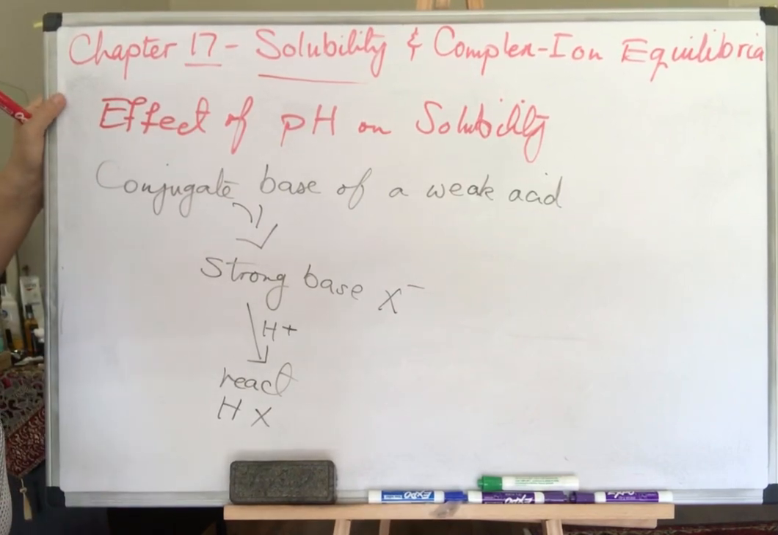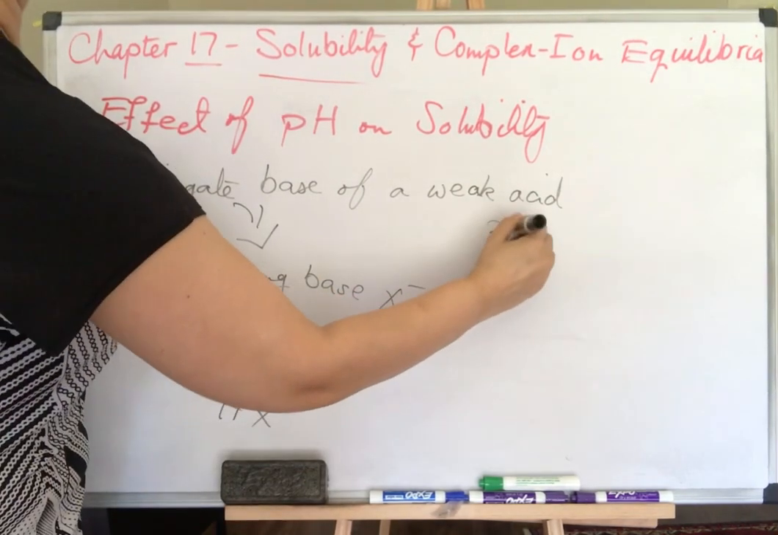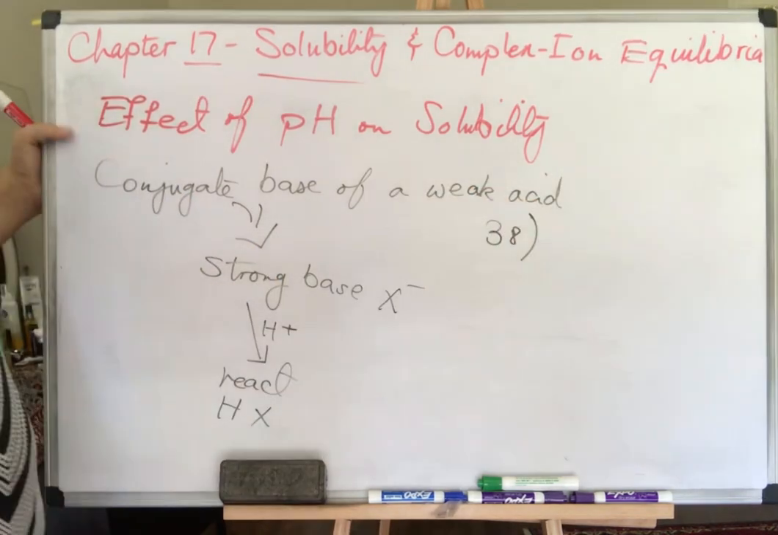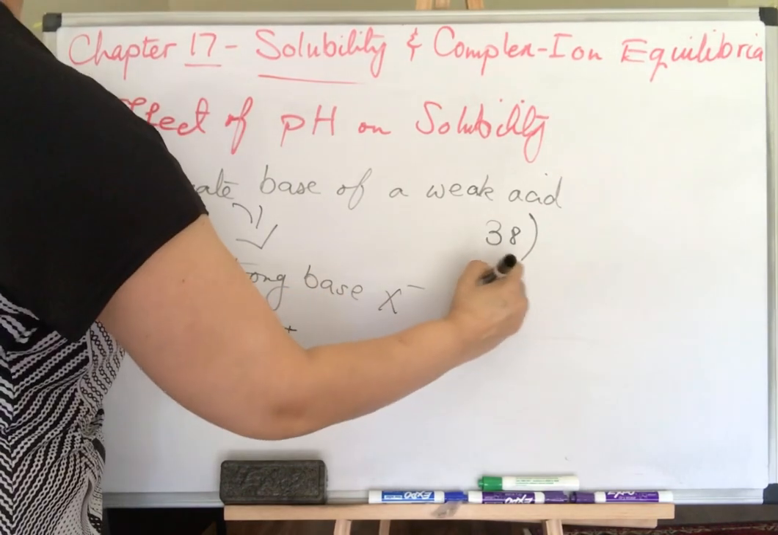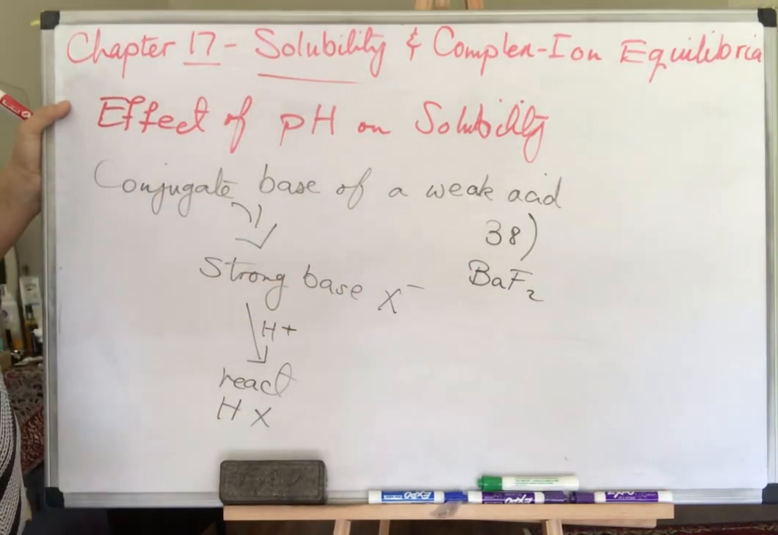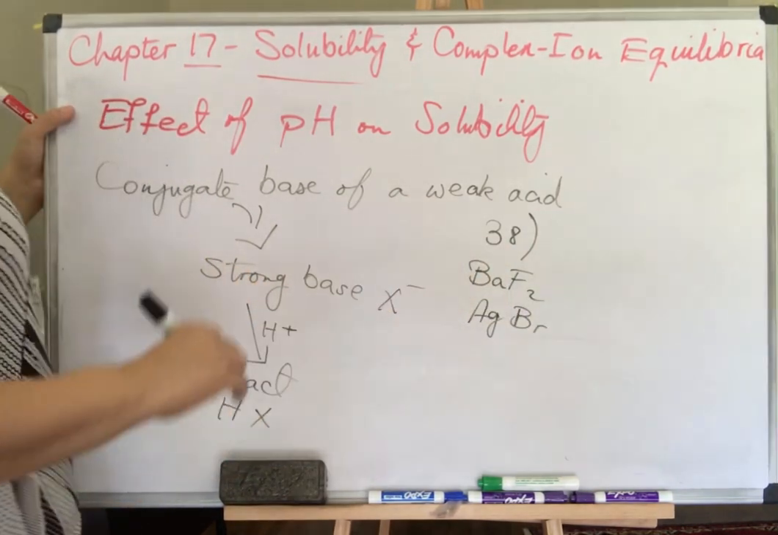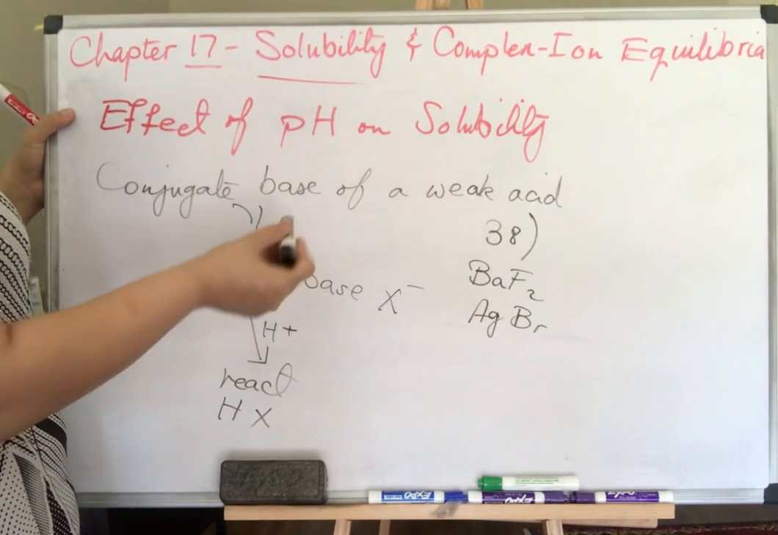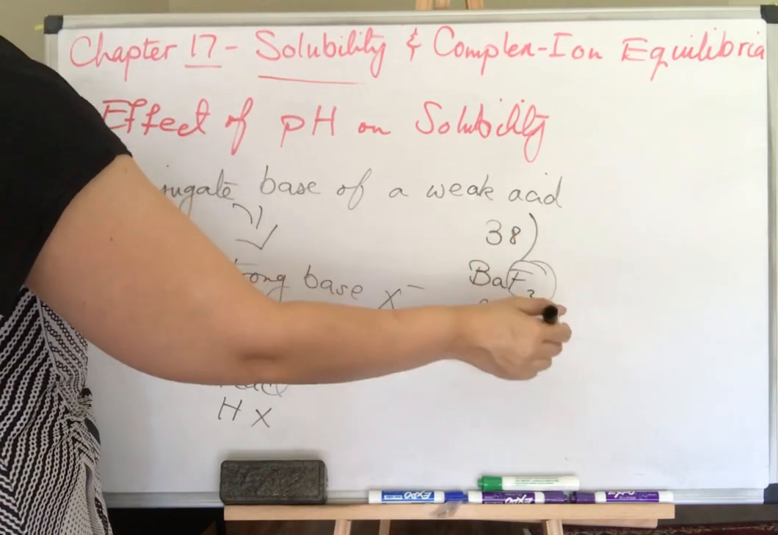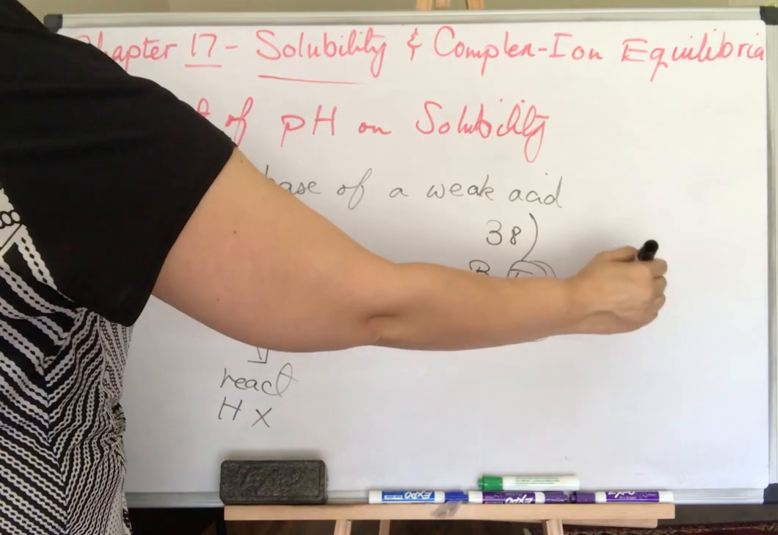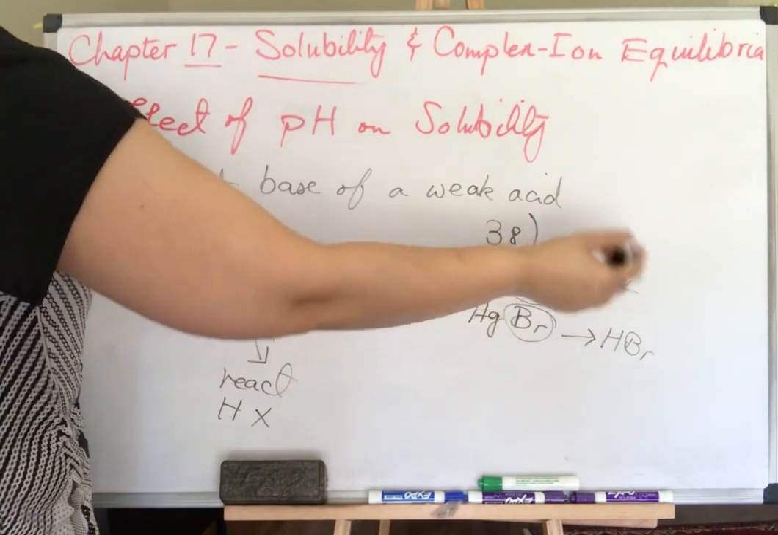So let's work on slide number 38. I will write it here. I want you to have this. It says consider two slightly soluble salts, barium fluoride and silver bromide. So let's find out which one is the anion that is the conjugate base of the weak acid. This is going to form HF, this is going to form HBr, right? I mean, F comes from HF, Br comes from HBr.